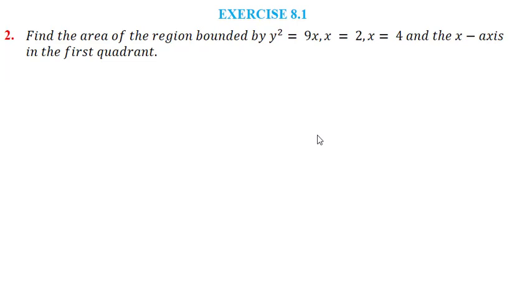Find the area of the region bounded by y squared equals 9x, x equals 2, x equals 4 and the x-axis in the first quadrant. Now this problem is very similar to the previous problem, so you can solve it. Here you will get the value of y as 3 root x. Now the value of y could be 3 root x or minus 3 root x.